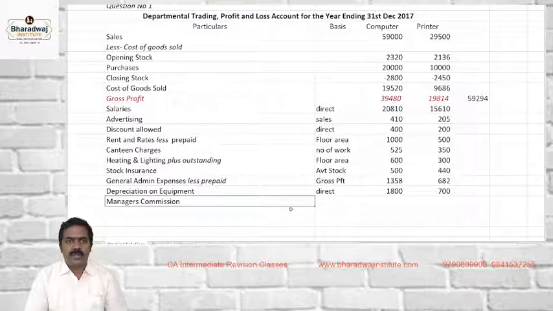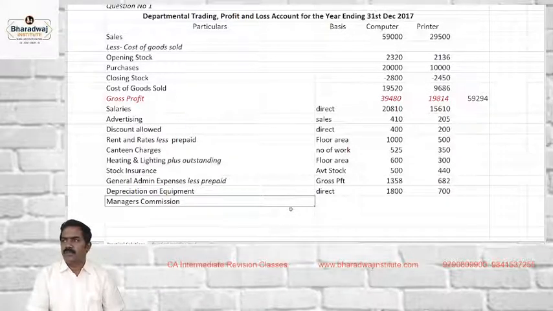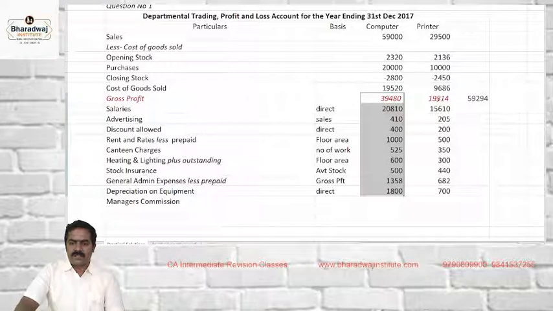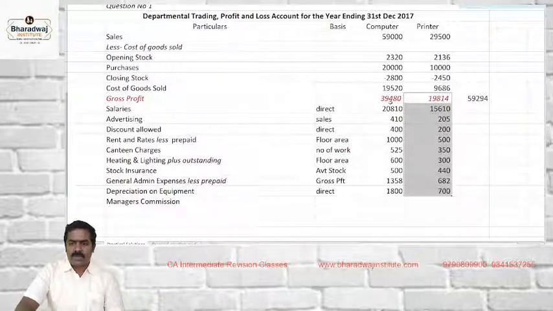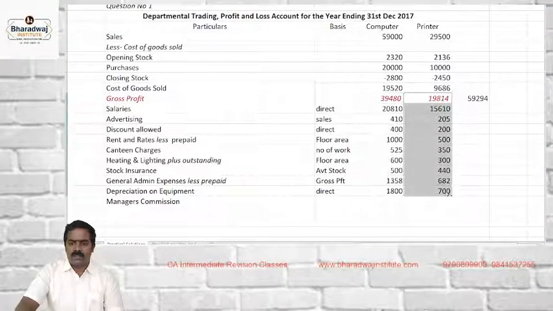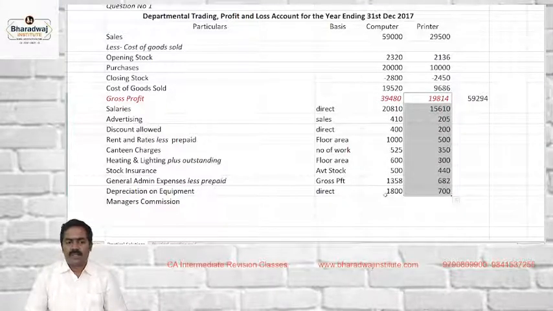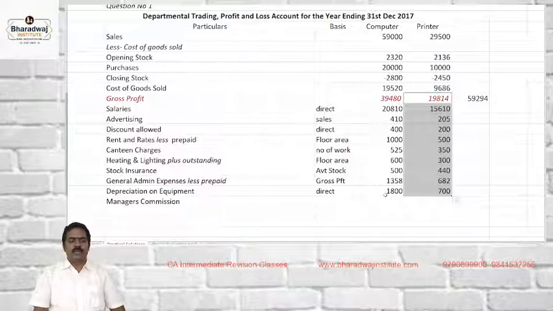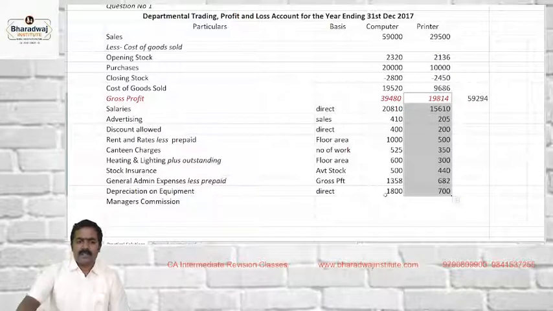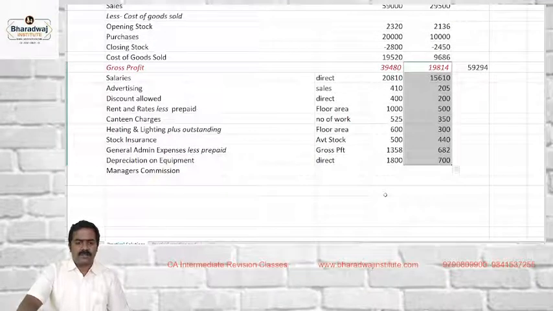Then commission to the manager we have to work out. How to work out the commission to the manager? Simple. Gross profit minus all the expenses. All the expenses for computers and printers, you do it. Tell me the profit before commission. Gross profit minus all the expenses.